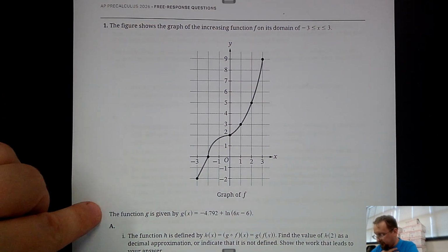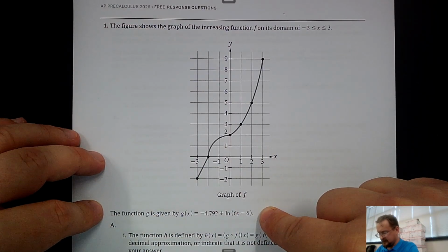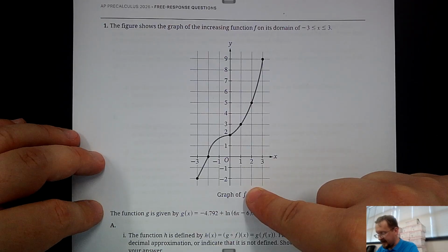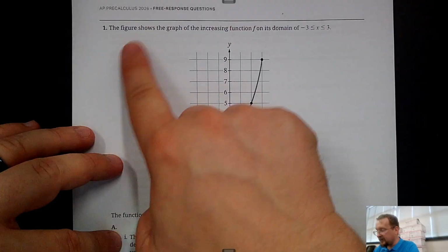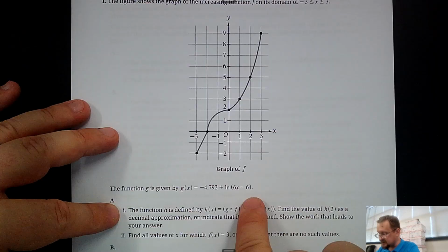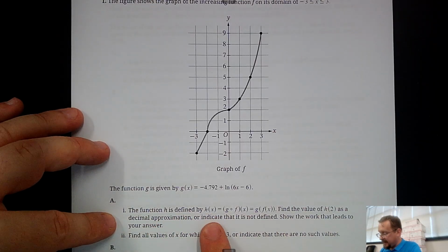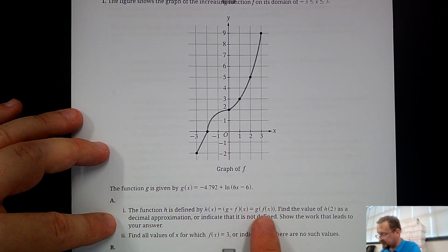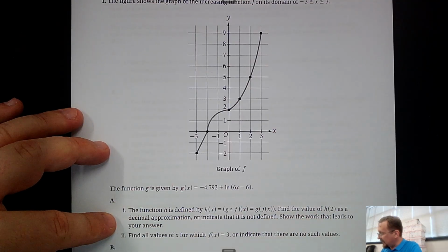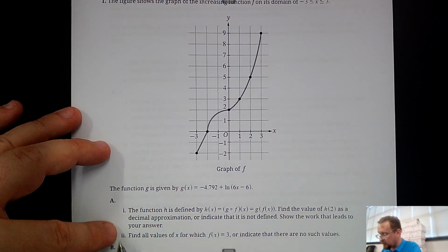All right, so the function g is given by that. Well, this is not g, this is f. The function h, oh wait a minute, the figure shows a graph of increasing function f on this domain, and g is given by this, okay. The function h is defined by h equals g composed of f of x. Okay, that's another way of writing it. Find the value of h of 2 as a decimal approximation or indicate that it is not defined. Yeah, it's going to be defined, I'm pretty sure. Show the work that leads to your answer.